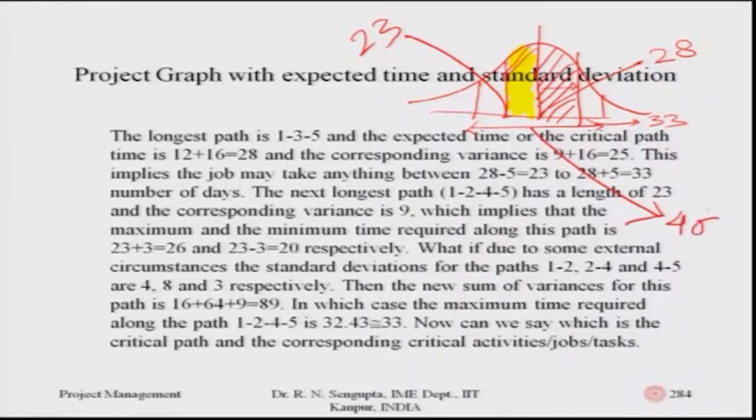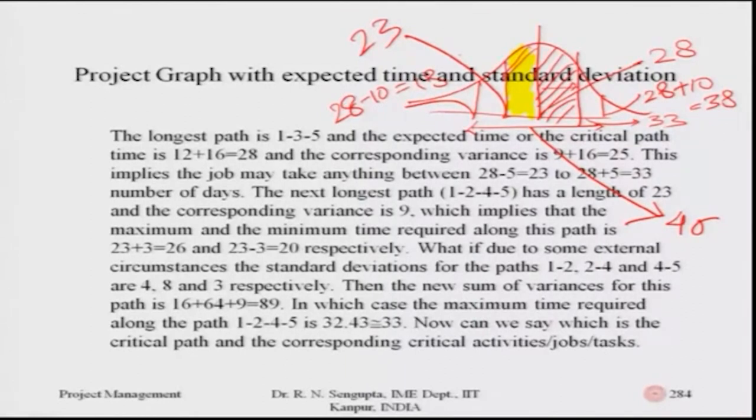is 4 sigma. So, this value would be 28 plus 5 plus 5, which is 10, which is 38, and this value would be 28 minus 5 minus 5, which is 10, is 18. So, this 18 to 38 basically would mean that with plus 4 sigma, that is plus 2 sigma and minus 2 sigma, I am able to finish the job within that stipulated time. So, again continuing what is written here, this implies the job may take anything between 28 to 33 days.